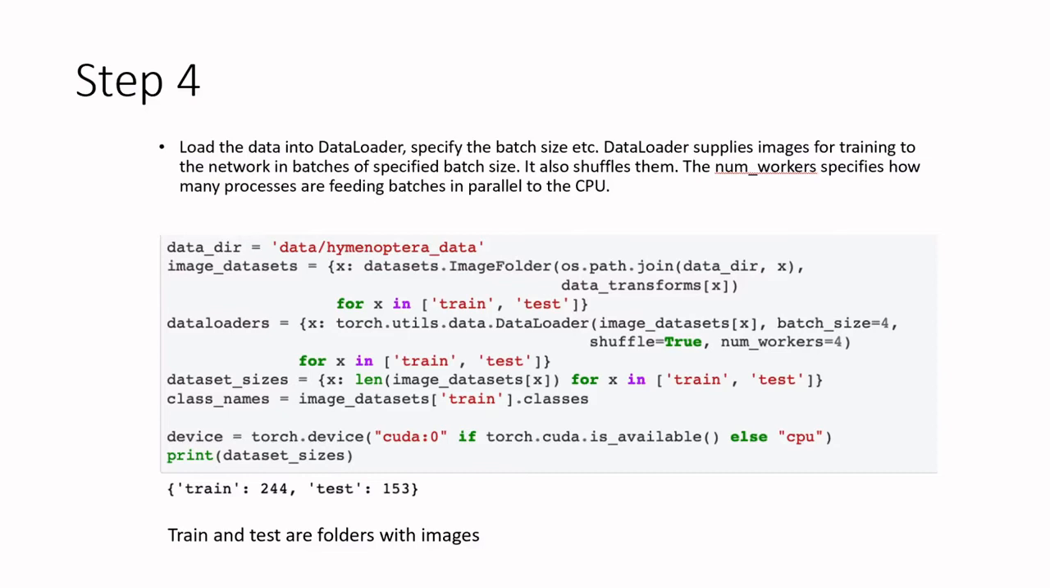In this particular case, I think the batch size is, let's see, where is the batch size? Batch size is 4. And also the number of workers is 4. So basically 4 images will be presented in one batch, and of course there will be 4 batches that will be presented in parallel.